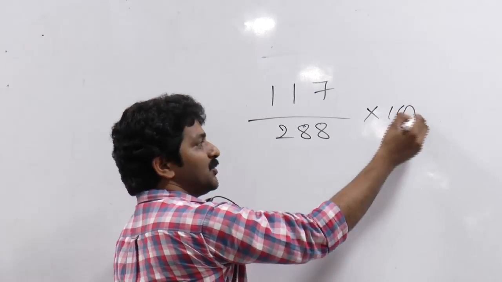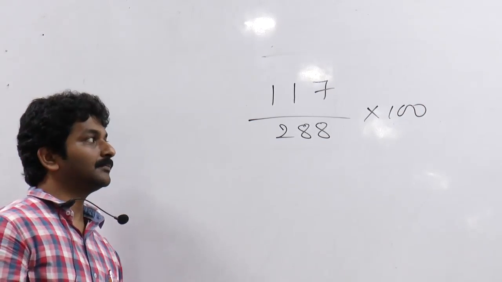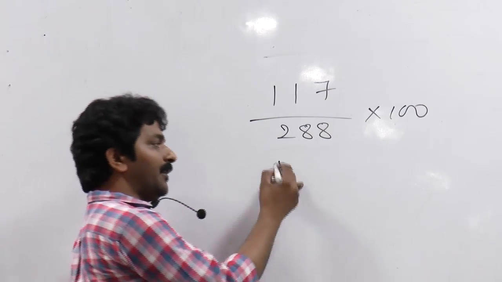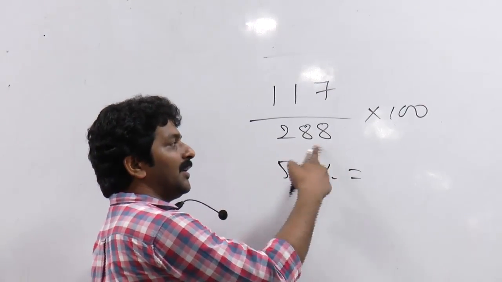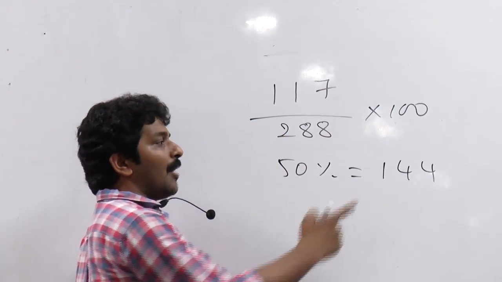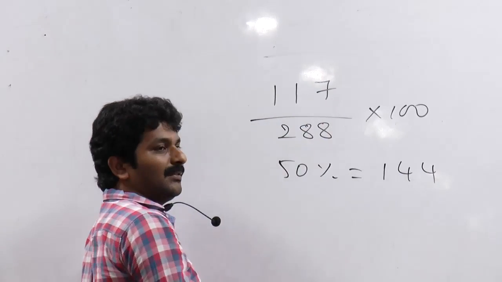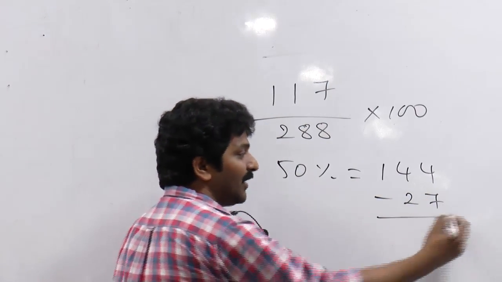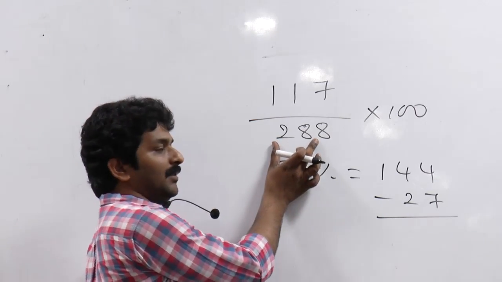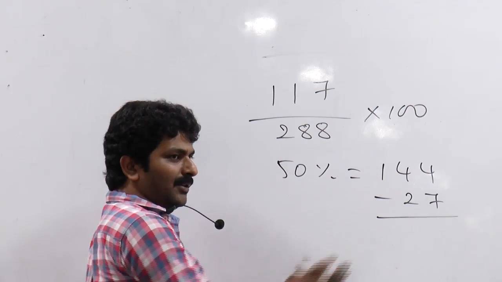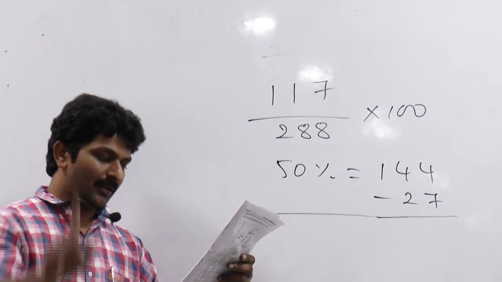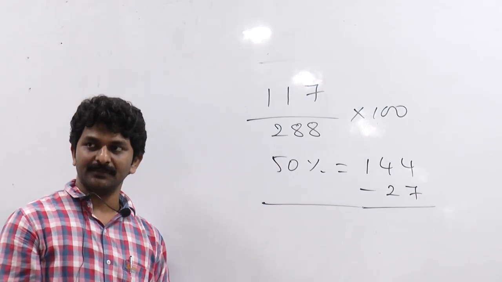And you asked about percentage, so into 100. Look at your options. Options are very close to 40 and 50. Let me go for 50% first. What about 50% of the denominator? 144, which is more than 117. The answer is less than 50%. How much do you need to subtract from this to make it 117? 27. You need to subtract 27. Yes or no? What about 10%? 28. You need to subtract near about 10%. The answer is very close to 40%. Look at your options. How many are there? Only one. 41%. Third option.